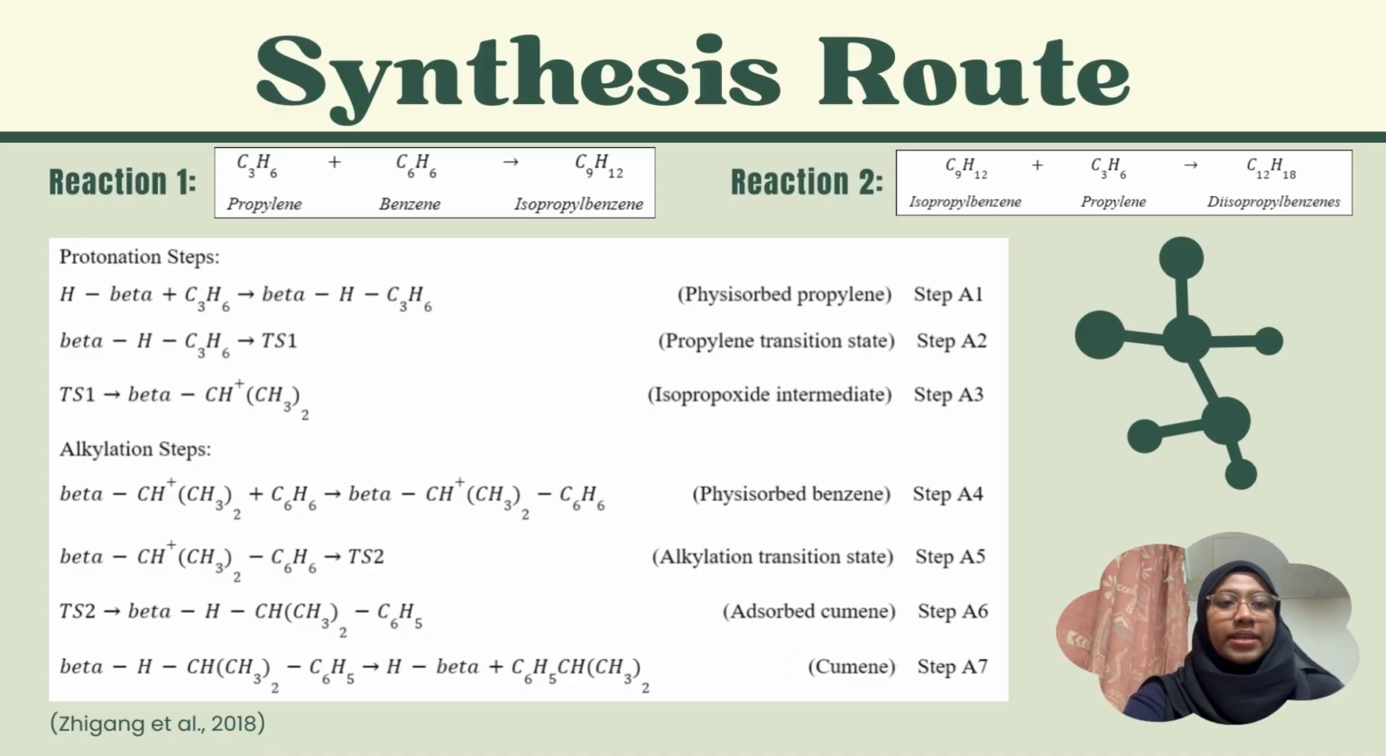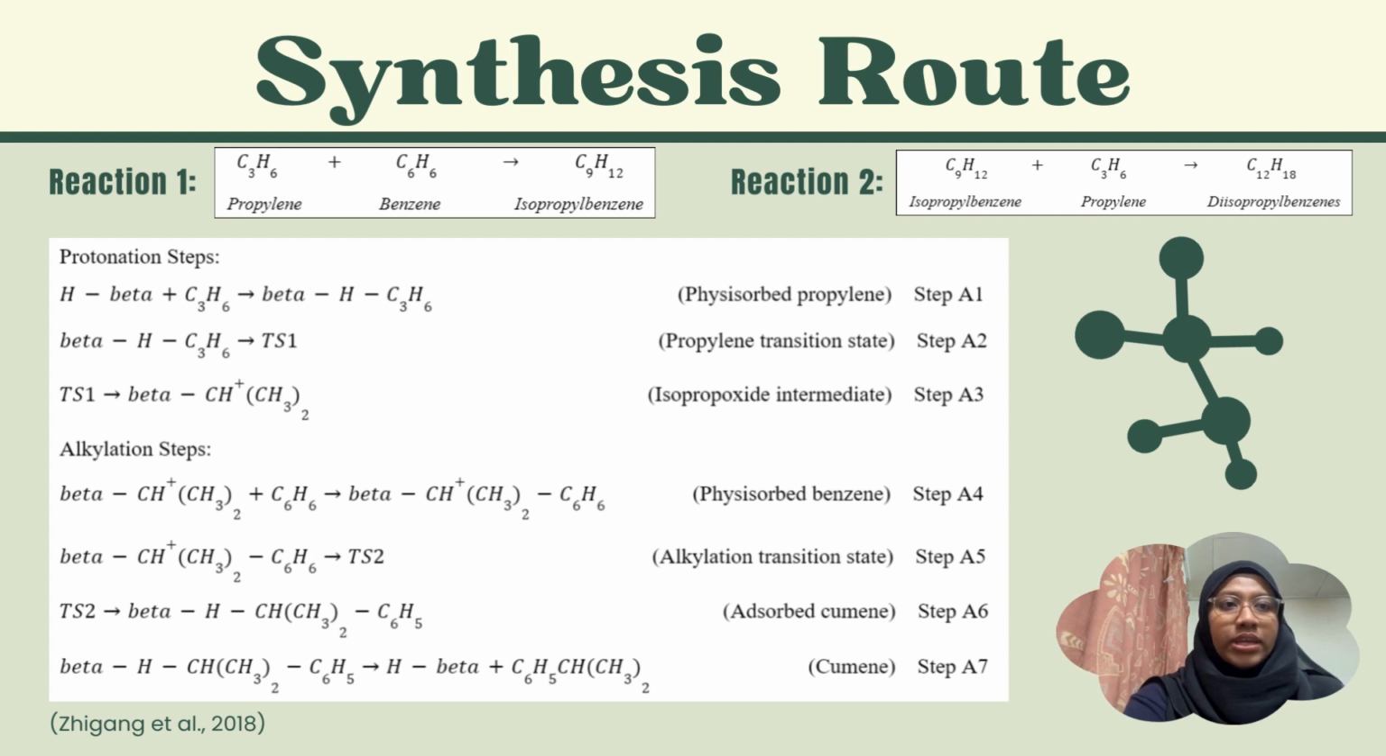The consecutive mechanism for benzene alkylation with propylene consists of two primary stages, which are the protonation step and the alkylation step. The reaction pathway commences with propylene being adsorbed onto the acidic site of H-beta. This adsorption positions propylene at the proton site, causing distinct distances to emerge between the proton and the two carbon atoms in propylene. In step A2, a chemisorption transition state is formed involving the protonation of propylene at the C1 atom to produce isopropoxide intermediates.